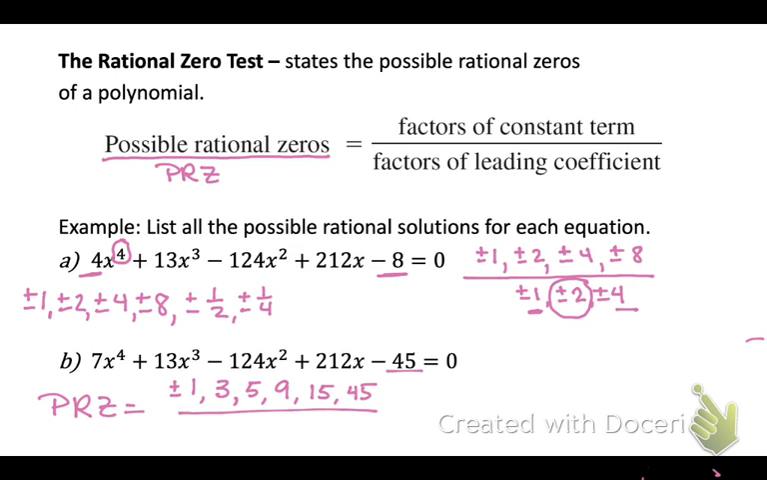Got it? Now, again, if you're putting it into the computer, you've got to put them like this, over the factors of the leading coefficient. 1 and 7. Plus or minus. So on these, it'd be 1, 3, 5, 9, 15, 45, right? And then 1/7, 3/7, 5/7, 9/7, 15/7, and 45/7. Okay. Make sense?